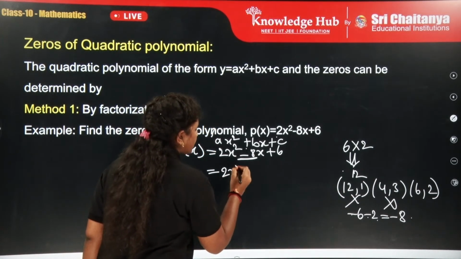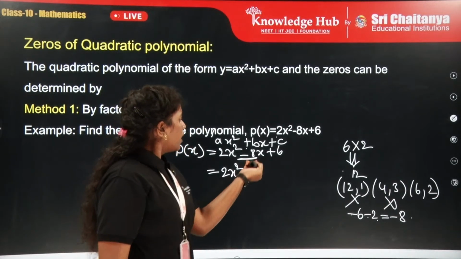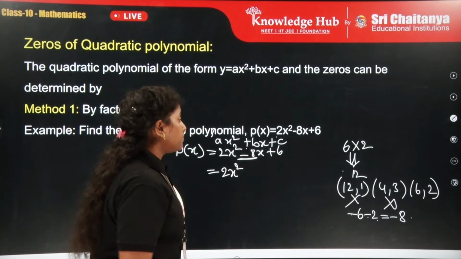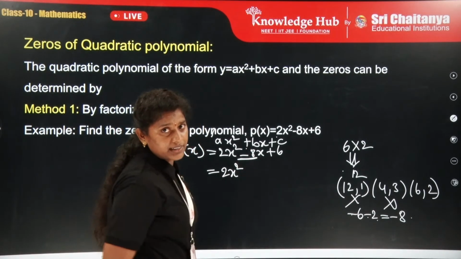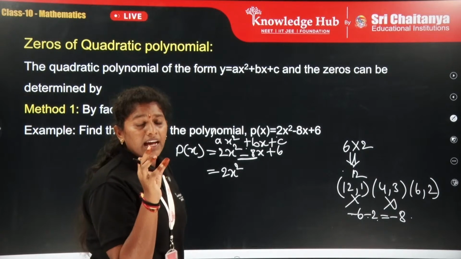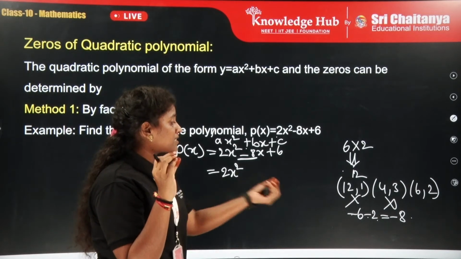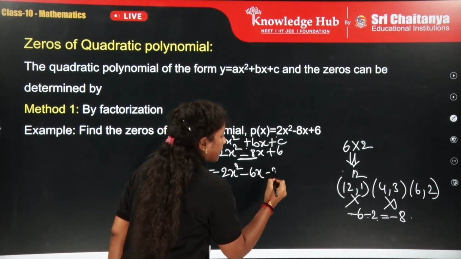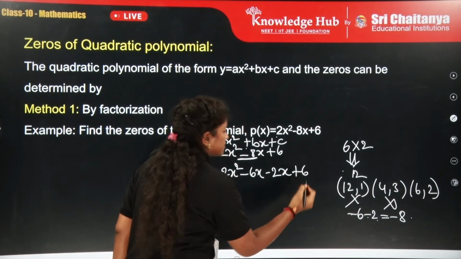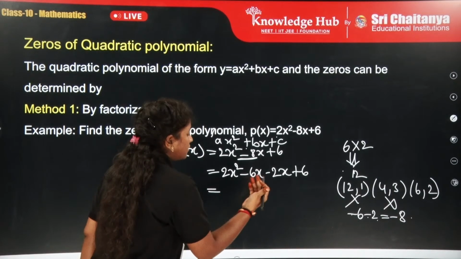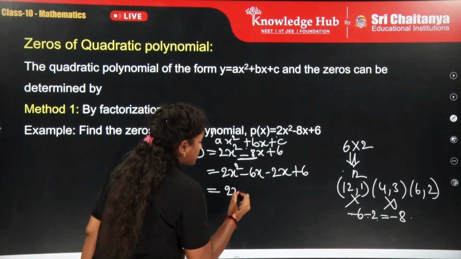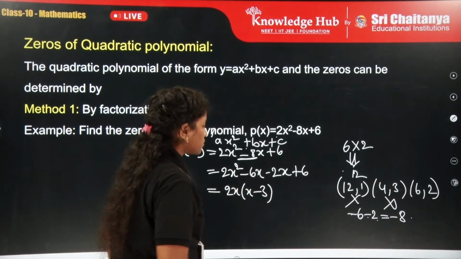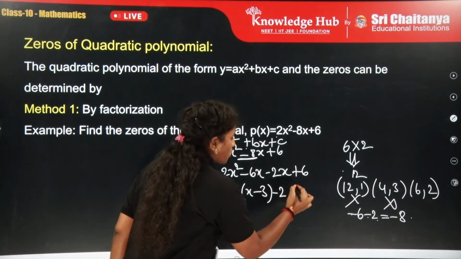So here it will become 2x square. Now in factorization we mostly use splitting the middle term. What is the middle term here? Minus 8x. So we are going to split it and write it as the sum of two terms, which is minus 6x minus 2x plus 6. Moving further, from the first two terms you can take 2x common, and from there you will get x minus 3, and from the next two terms also I am taking minus 2 common.